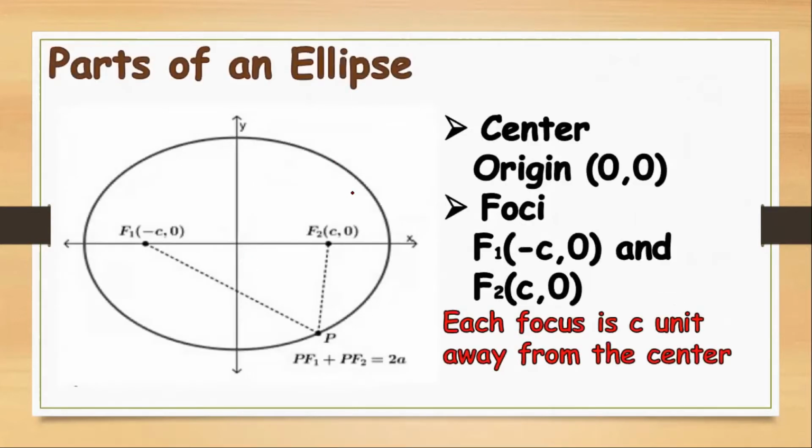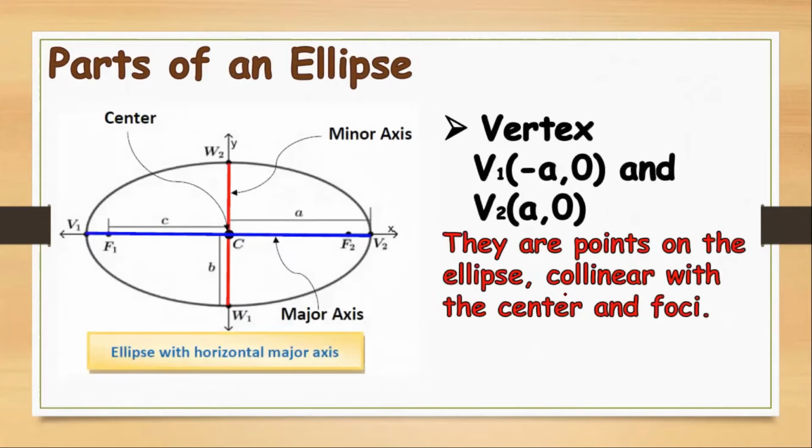Okay, so we have here the parts of an ellipse. We have the center, which is found here at the intersection of your vertices and co-vertices. And also the foci, which are found here. These two points, your F sub 1 and F sub 2, are the foci of your ellipse. And they have the coordinates (negative c, 0) and (c, 0).